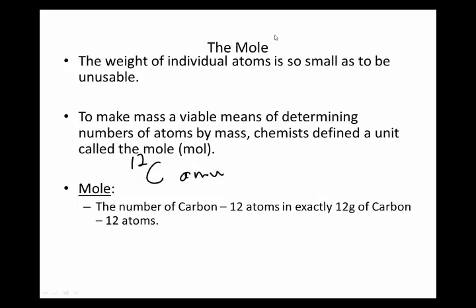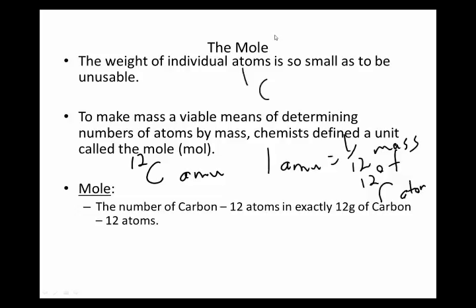Remember, an AMU is 1/12 the mass of a carbon-12 atom, right? So that means that carbon-12 must weigh 12 AMUs exactly, and a mole is exactly the number of carbon-12 atoms needed to get exactly 12 grams of carbon-12 atoms. It turns out that this number is 6.022 times 10 to the 23rd.